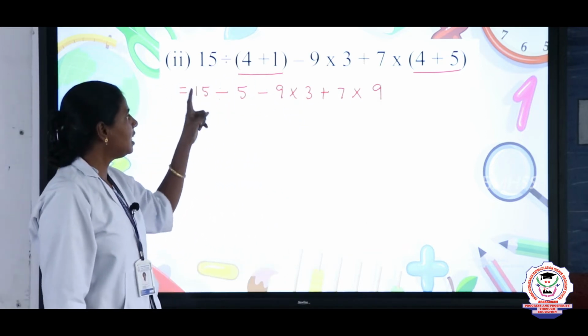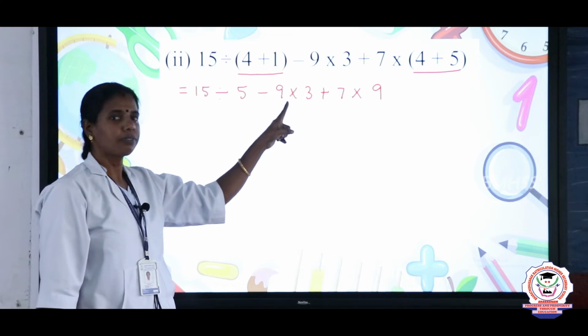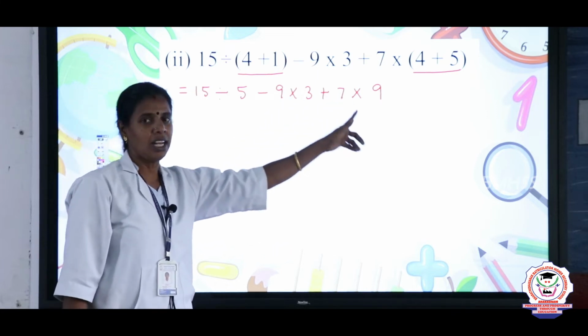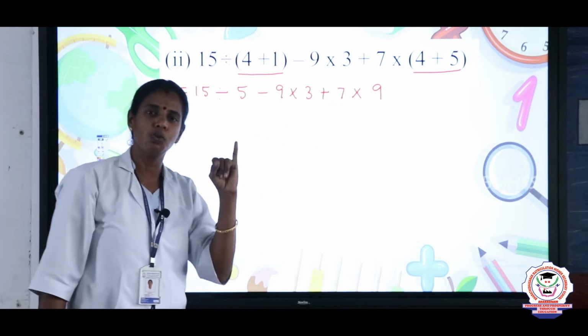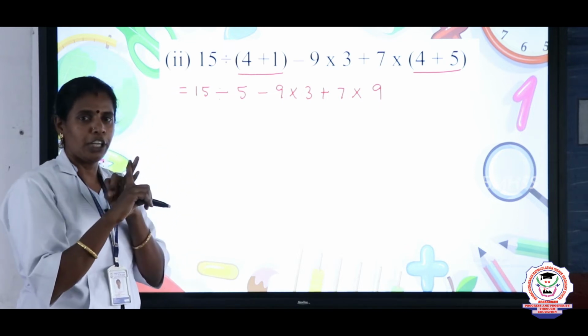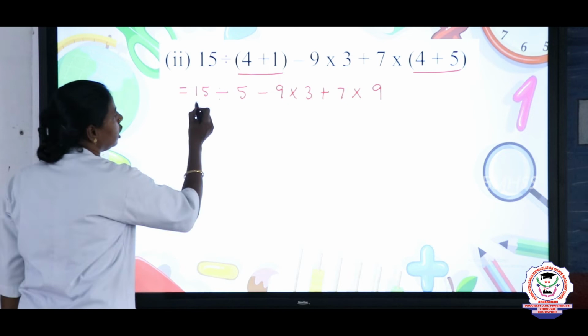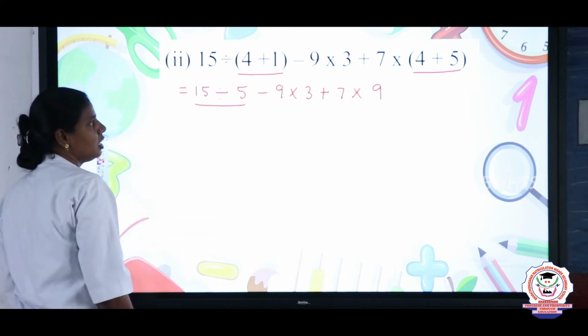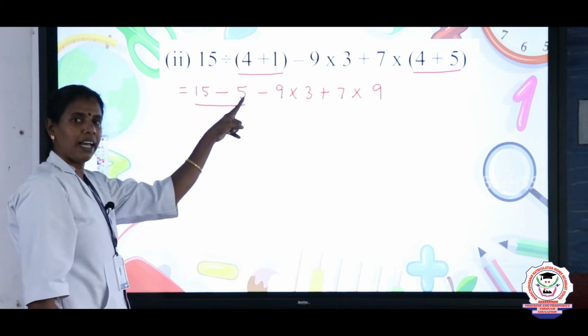In this step, see, division, subtraction, multiplication, addition and multiplication. First, next what we are going to do? Division. After division only we are going to take the multiplication symbol. So the next step we are going to solve this. So 15 divided by 5.